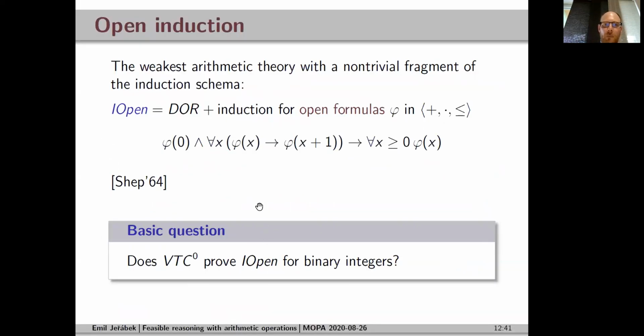So now we come to the second part concerning open induction. As I said, we are interested in whether the theory can prove induction for some non-trivial class of formulas. And the weakest such theory is the theory IOpen defined by Shepherdson, that consists of the theory of discretely ordered rings plus induction for open quantifier-free formulas in the basic language of arithmetic. So our first question would be whether VTC0 can prove quantifier-free induction for the operations on binary integers.